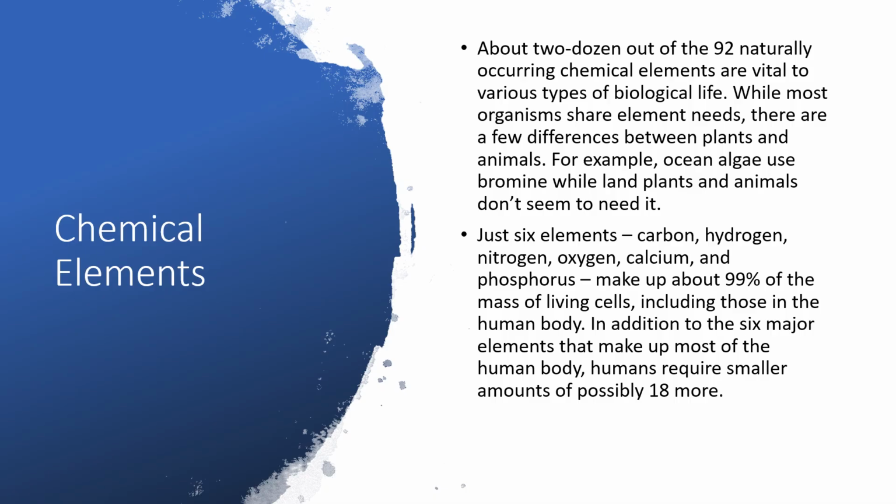Just 6 elements, which are carbon, hydrogen, nitrogen, oxygen, calcium, and phosphorus, make up 99% of the mass of living cells, including those in the human body. In addition to the 6 major elements that make up most of the human body, humans require smaller amounts of possibly 18 or more.